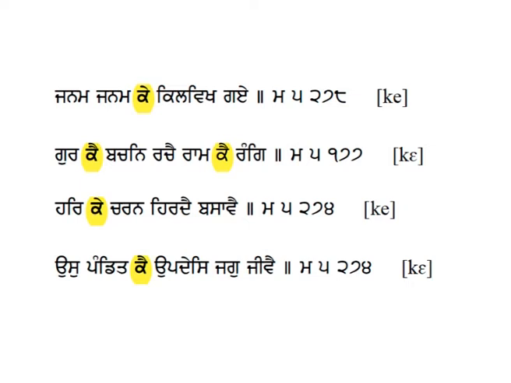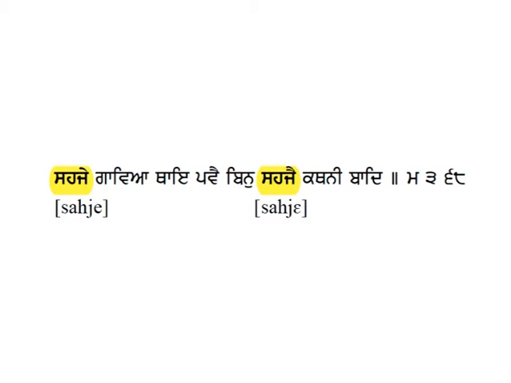You have harke chan hirda basava, and the earlier is gur ka bachan racha naam ka rang. You see, so there is k ka, this a is very important, mere mera. In each case there is a difference of significance, and in such cases it is generally a matter of emphasis, like sahje gavya thai pave bin sahje kathani bad, sahje and sahje hi. So the first and second are two different vocables, I mean words, and they have two different meanings.